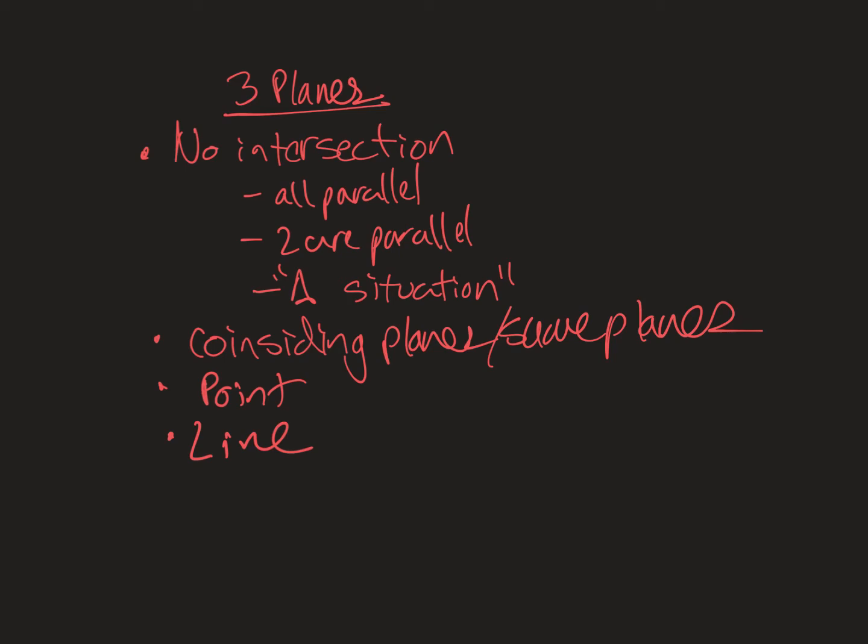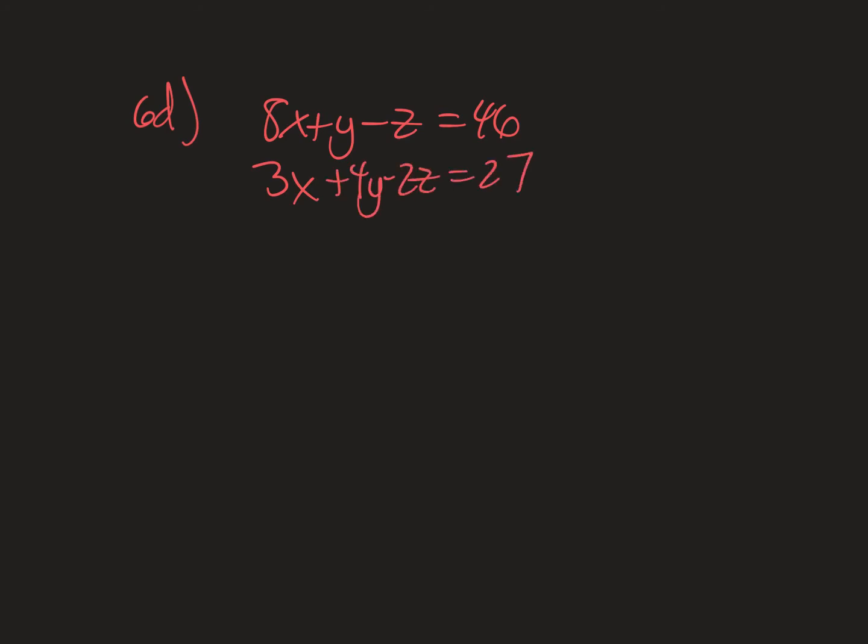All right, so let's talk about how to approach solving these. So let's turn to a problem in 2.6. Let's do, I believe it is 6D. Yeah, let's look at 6D and let's do this one together. So we've got 8x plus y minus z equals 46. Then 3x plus 4y minus 2z equals 27. Then we have 4x minus y plus z equals 14. Okay, big numbers on the right here.